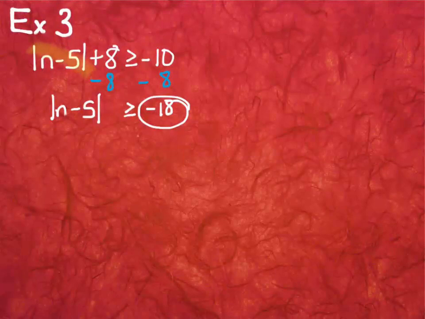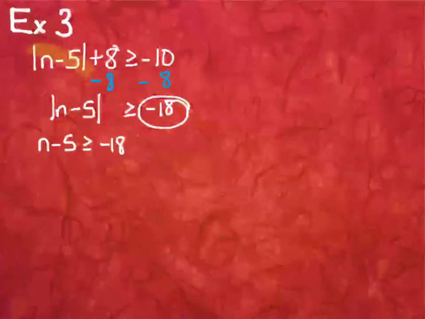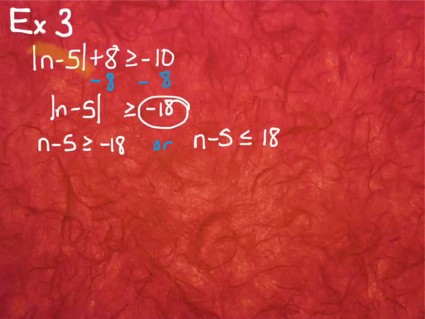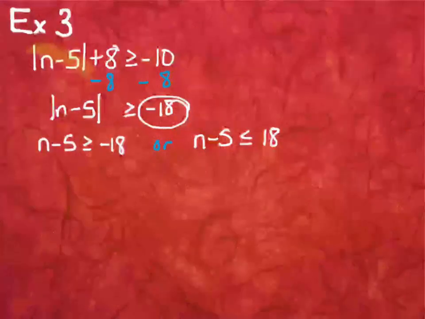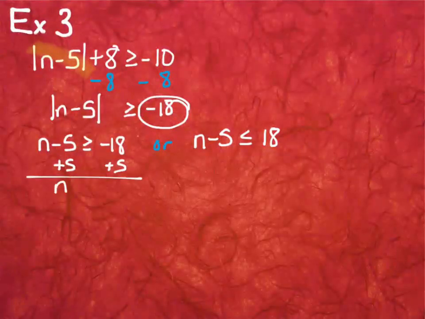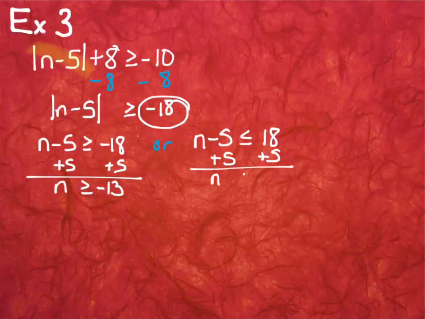So you can go ahead and work through this problem. n minus 5 is greater than or equal to negative 18. Greater means or. n minus 5 is less than or equal to positive 18. And so I add my 5 to both sides. n is greater than or equal to negative 13. Add 5 to both sides. n is less than or equal to 23.